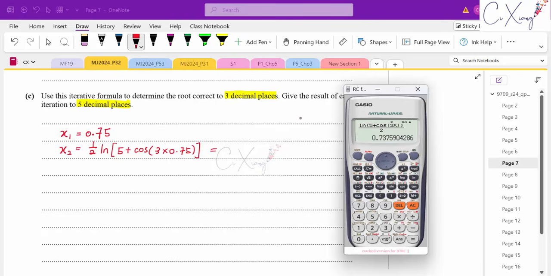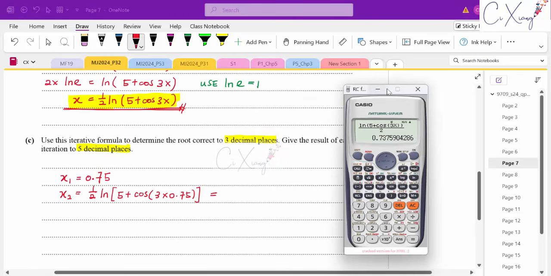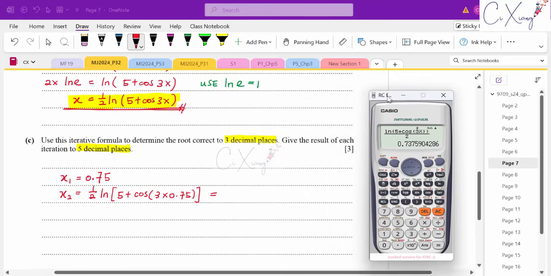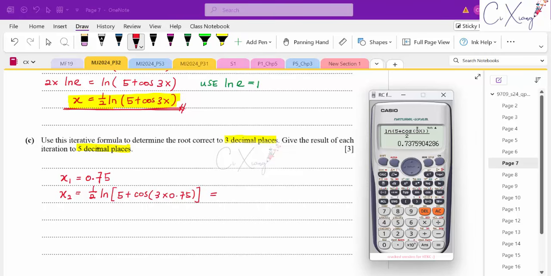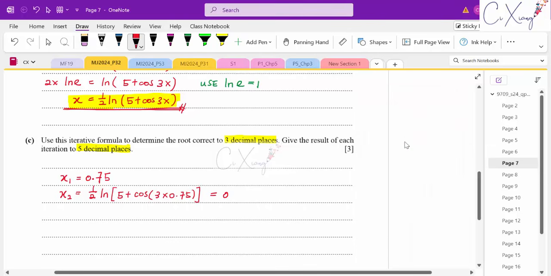If you read the question again, they want the result of the iterative formula correct to 5 decimal places. So when you write the answer for this part, please keep 5 decimal places. The answer here is 0.73759. This is the iteration correct to 5 decimal places. Then to continue further, you repeat the same process to get x3.